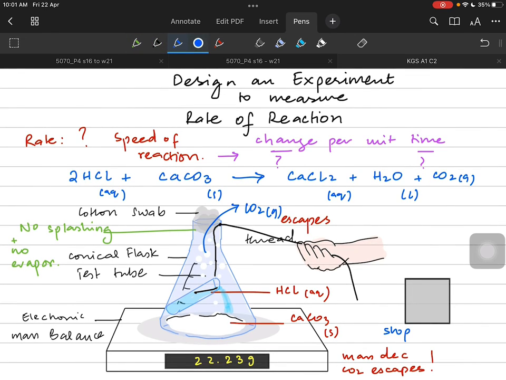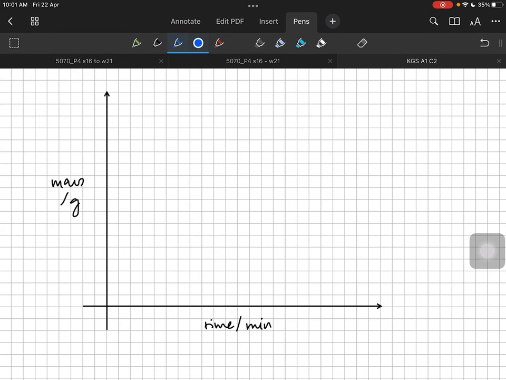We have a stopwatch around the whole piece of apparatus so that the stopwatch is going to help us measure the time. So we can measure the mass after every 1 minute or 2 minute or 3 minute interval depending on our apparatus. Now imagine we have a graph. We have time on the x-axis and we have mass on the y-axis.